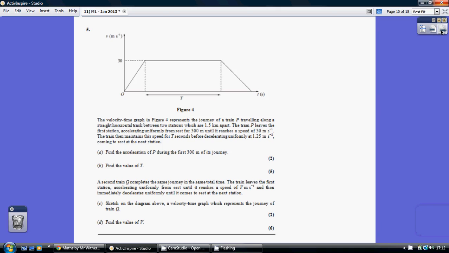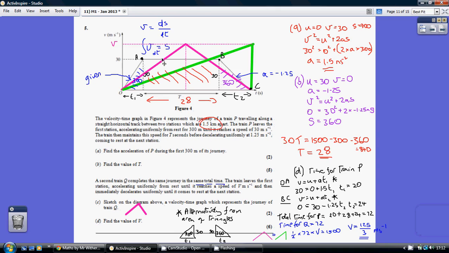Question 5. So this question all revolves around the fact that the area under a velocity time graph is the distance travelled. So the area under the shape that we're given is 1,500 meters. So that's really what this question is all about.